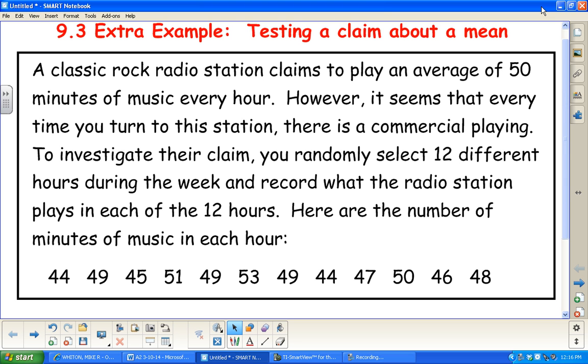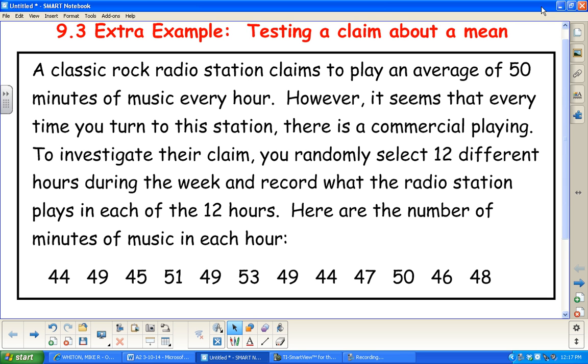We always do that by selecting a random sample and getting some data. So you select 12 different hours during the week and record what the radio station plays. And there's your data, there's your list there. That is the number of minutes of music in each hour. And again, the station's claiming that they average 50 minutes. Okay, so let's see if we can test this claim and make a decision.